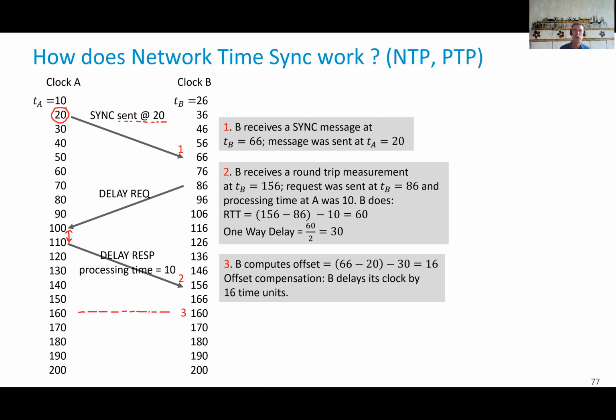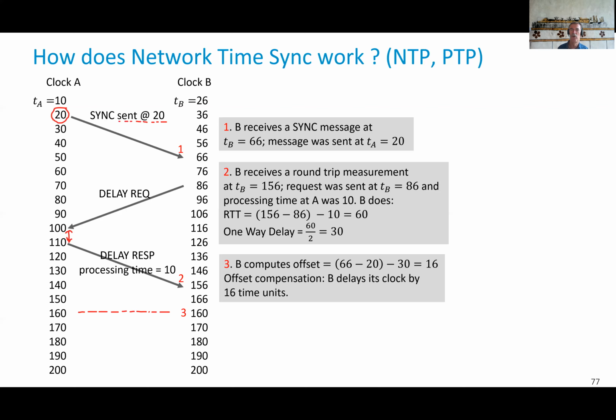How does it work? Once in a while, for example, here at time 20, A sends a message to B saying, here is my time. My time is 20. The event one is when B receives this message. So B receives it here at time 66. If there would be zero propagation and transmission time between A and B, then B would know the offset. It would know there is an offset of 46. But this is not correct because there is a delay that is also unknown to A and B.